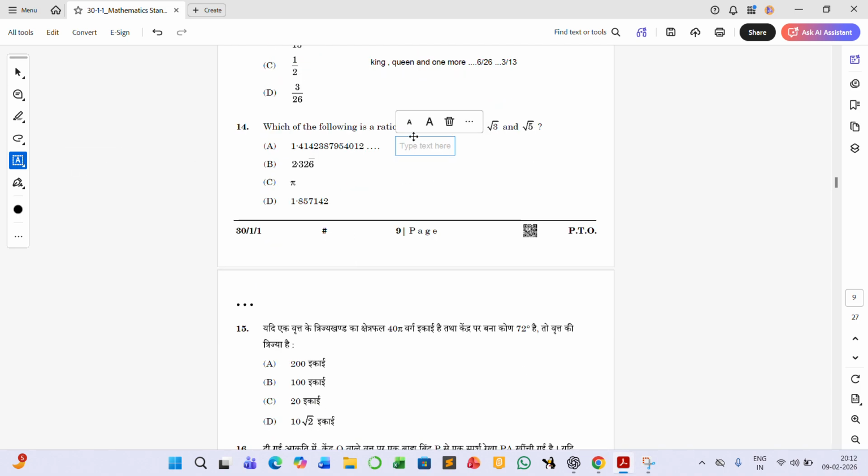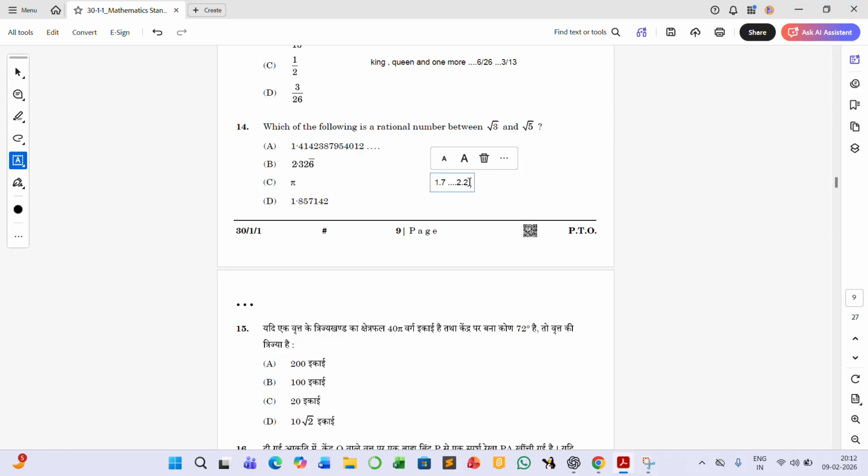Which of the following is a rational number between root 3 and root 5? See, we have to find a rational number between both of them. Now root 3 is basically 1.7 something. And root 5, let's evaluate it. It's somewhat like 2.2 something.